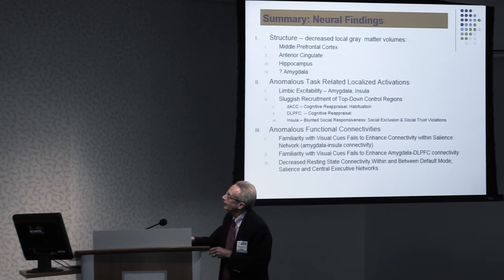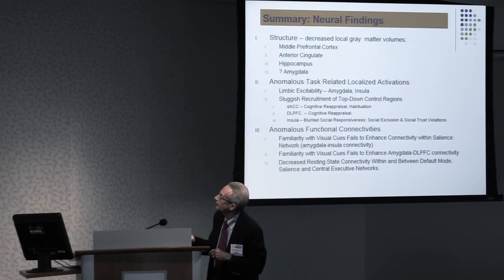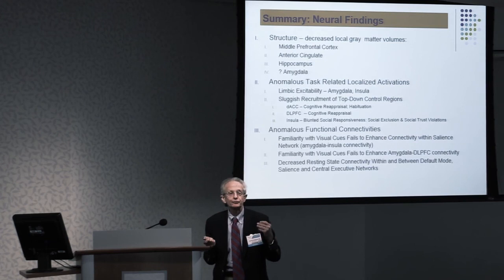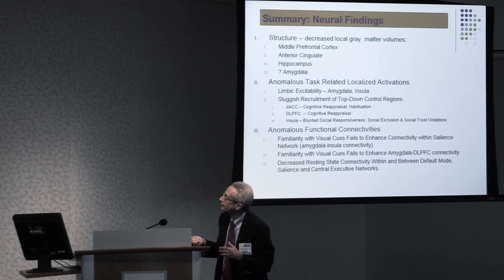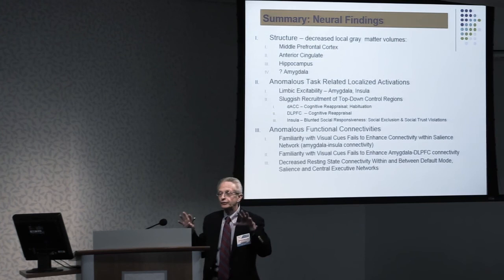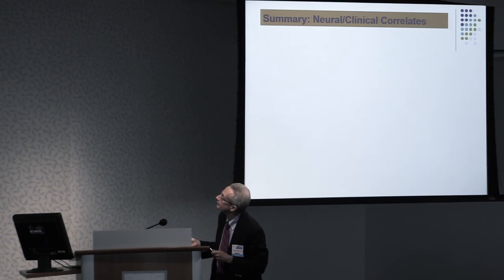And also anomalies in the network connectivity. We found that habituation in borderline patients didn't lead to increases in insula-amygdala connectivity, whereas it did in healthy people. And that interesting resting state data that we showed, that there was less connectivity within those three networks and also between those three networks in borderline patients.